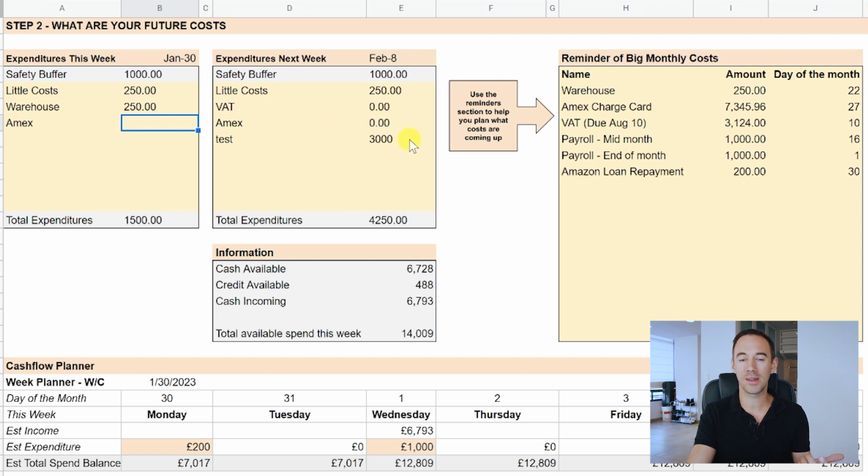I'll put it in. Amex again, maybe we've got another Amex credit card. Maybe we've just got a random amount. I'll call it test, for example, but you've got another cost coming out. Could be anything, wages, for example, put that in there as well.